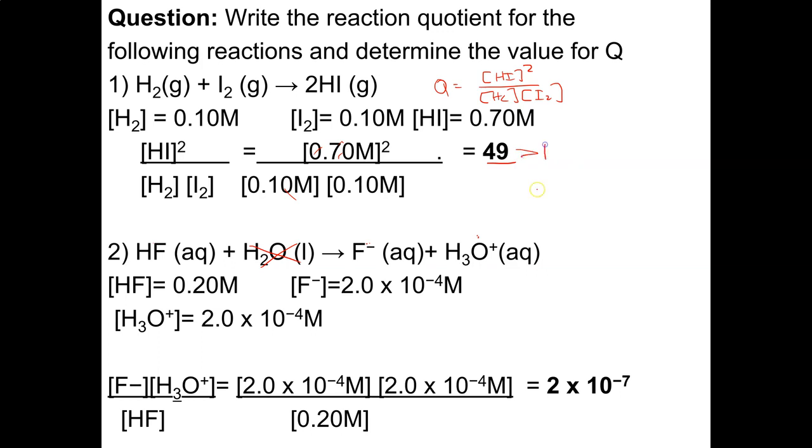So this is larger than 1. So that means your voltage for this would decrease. So if I were to use these concentrations for my battery, I would get a lower voltage than what I would get under standard conditions. So your voltage will go down. And for this one, because this is less than 1, your Q, your voltage will go up.